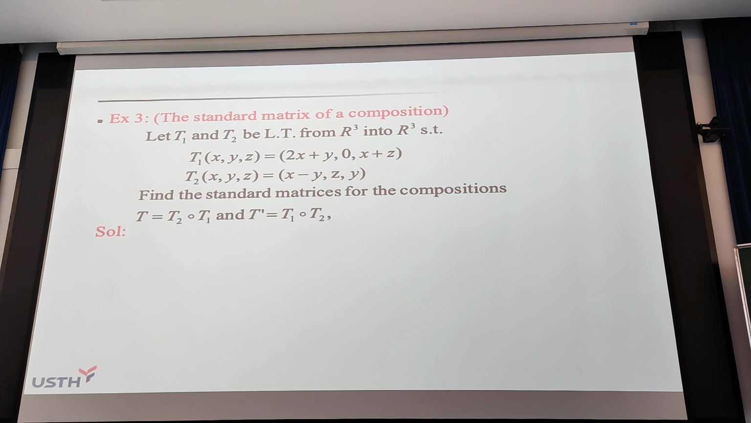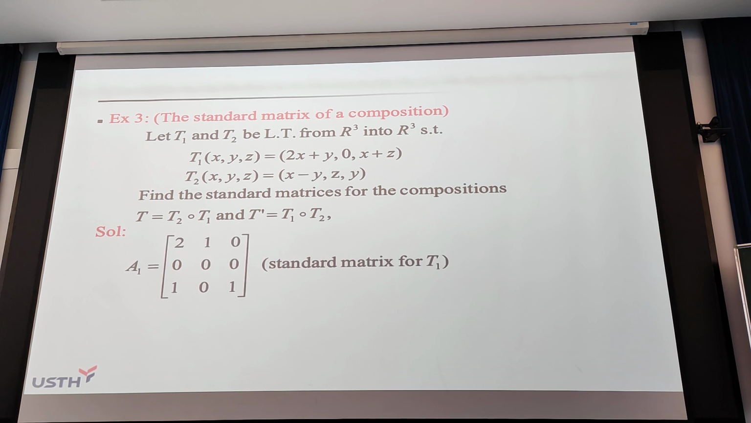And here, suppose that you are given T1 and T2, both of them are mappings from R3 into R3. And suppose that they are given by the formula like that. Then you are required to find the standard matrix for the composition T1 composed with T2 and T2 composed with T1. How to do it?